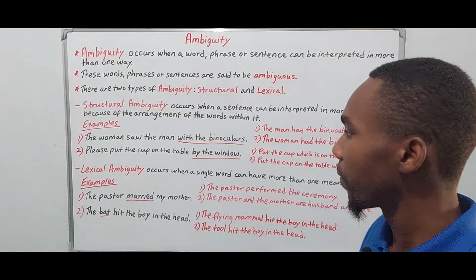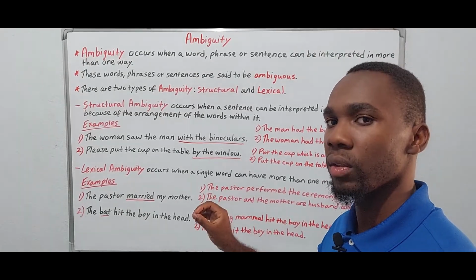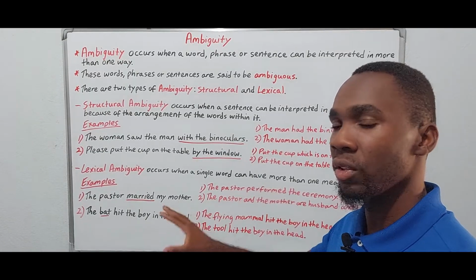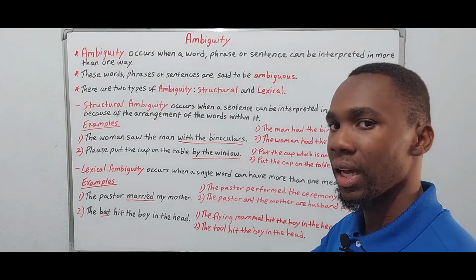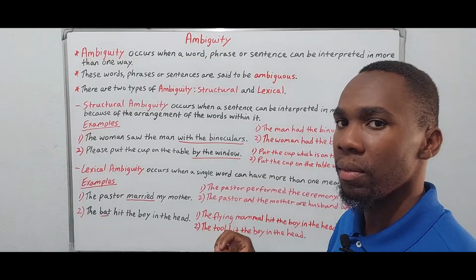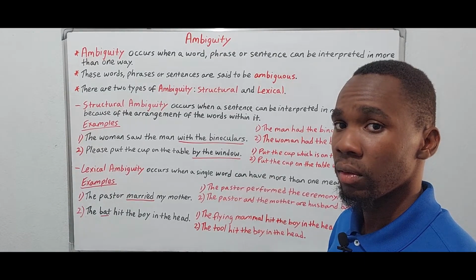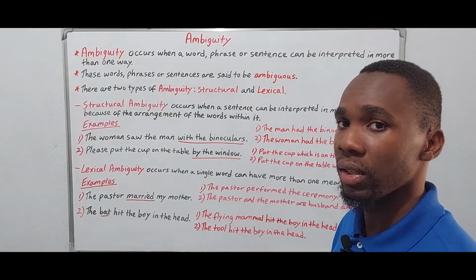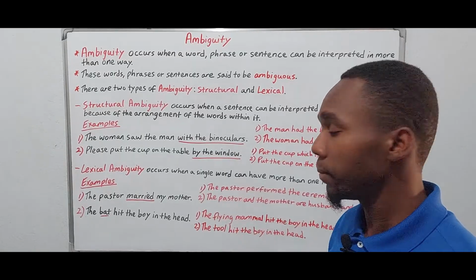So yes, when it comes to lexical ambiguity, you're going to have a word that is ambiguous even without context. The context cannot make it ambiguous. So if I extract these words from these sentences, they're going to be ambiguous. So that's what we call lexical ambiguity, where the ambiguity occurs in a single word, right?